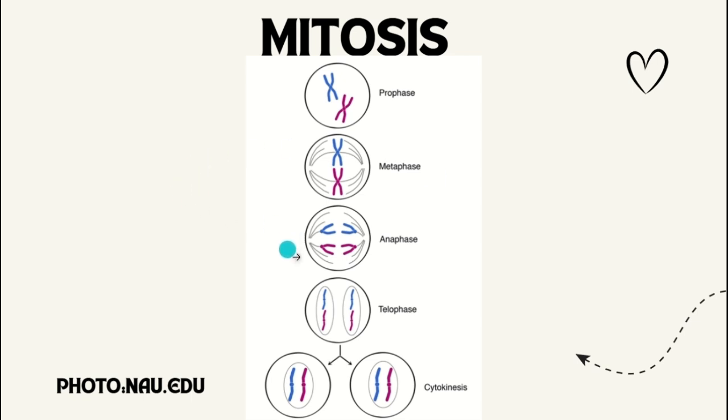As we move down to anaphase, a way to remember these: prophase, pro means before. So before, as you can see, the chromosomes have become condensed. And then metaphase is from middle, they line up in the middle. Anaphase means away.